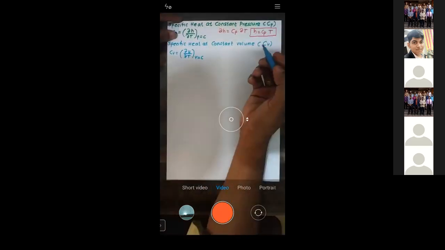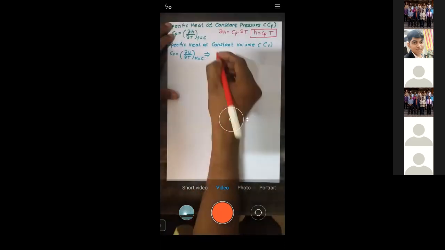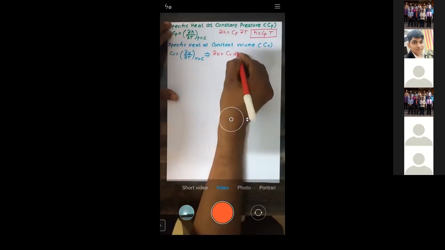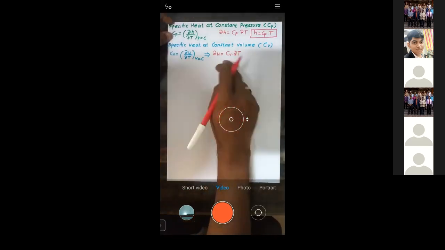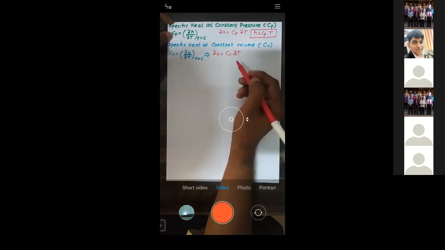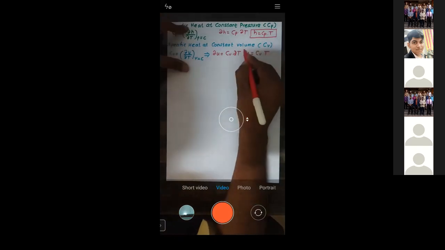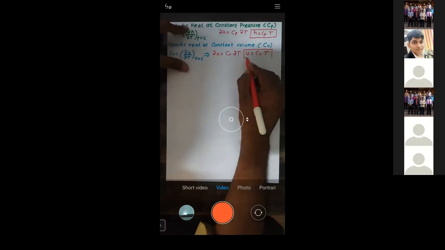So from this expression, we will be able to write down the formula: dU is equal to Cv into dT. You can see whenever it is H, it is Cp, and whenever it is U, it is Cv. So the formula for U I can write down as Cv into T. Is that okay? Yes, sir.